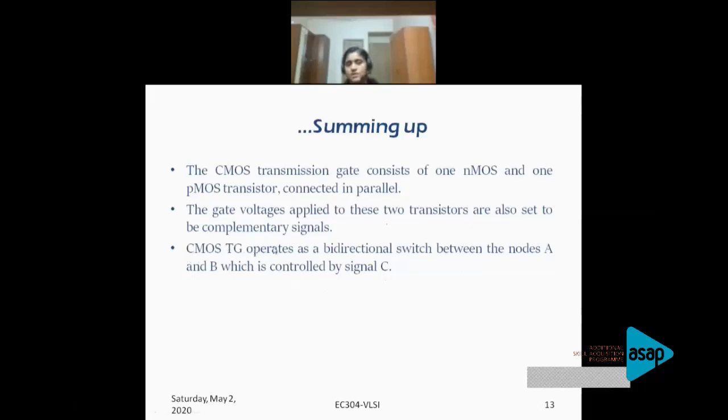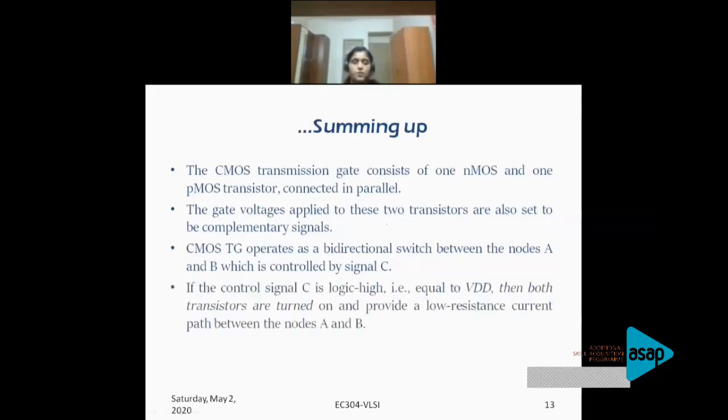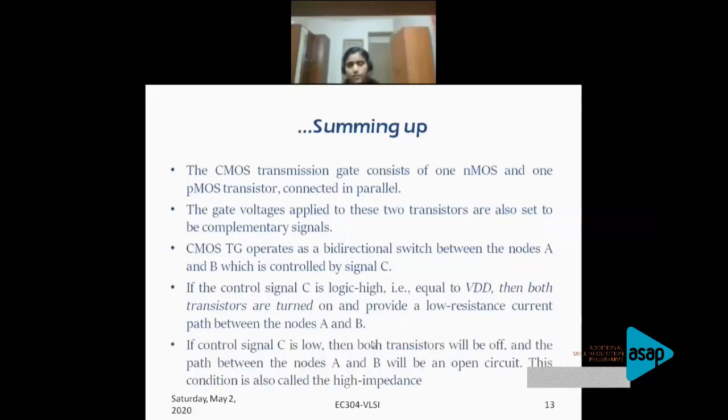So the CMOS transmission gate operates as a bidirectional switch between the nodes A and B, which is controlled by the signal C. Just the working: if signal C is high, then both the transistors are turned on and provide a low resistance current path between the nodes A and B, the input and the output. If signal C is low, then both the transistors will be off and the path between nodes A and B, that is the input and the output, will be an open circuit. So this condition is also called a high impedance.